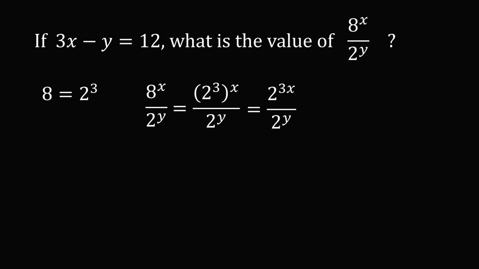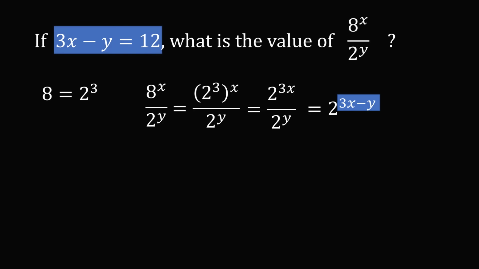The numerator is 2 to the power of 3x, and the denominator is 2 to the power of y. We can then subtract the exponents so that we have 2 to the power of 3x minus y. But we know that 3x minus y is equal to 12, and therefore the correct answer is A, 2 to the power of 12.